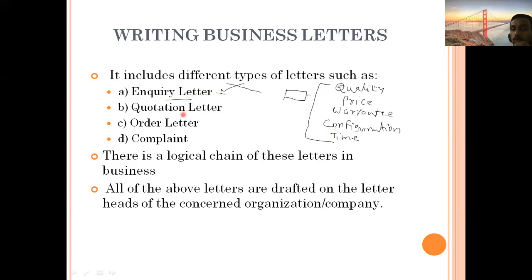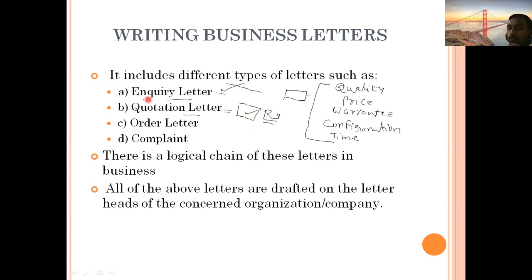Then second is the quotation letter. So what is this quotation? Suppose you want to buy a bike or a car. First of all you get a quotation for it. A quotation gives the billing price, meaning exactly how much money you are about to pay as per your budget. So you get an idea of how much you are going to pay for that product. For example, you want to buy 5 computers, and for those 5 computers, the exact amount you are going to pay, you will get from this quotation.